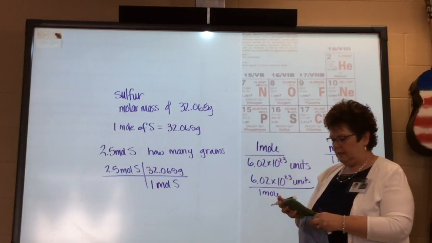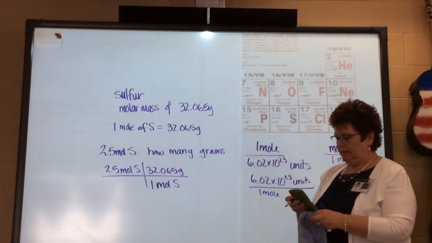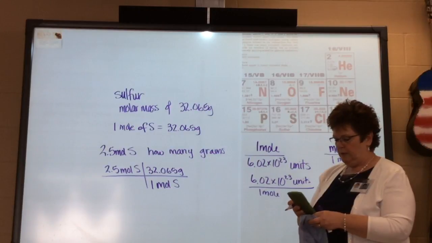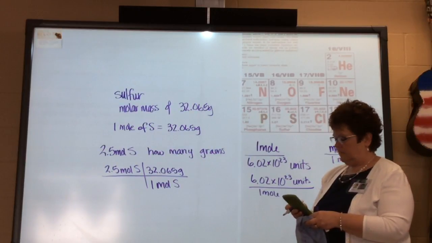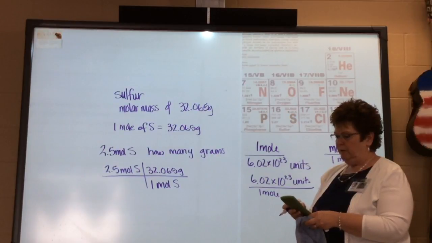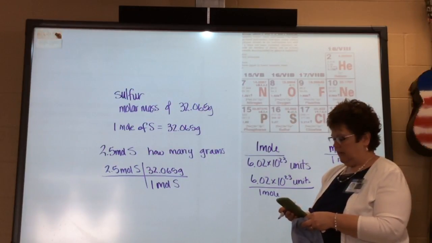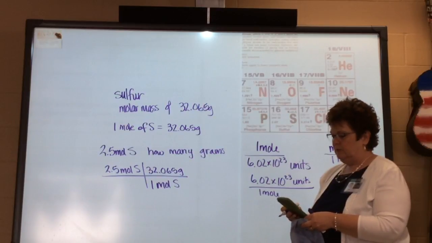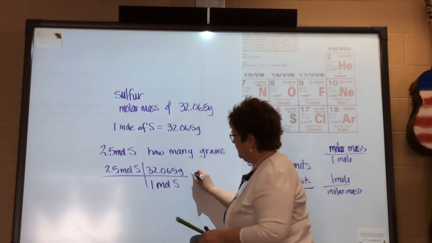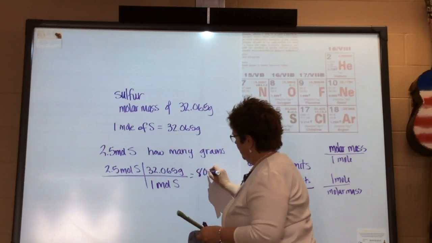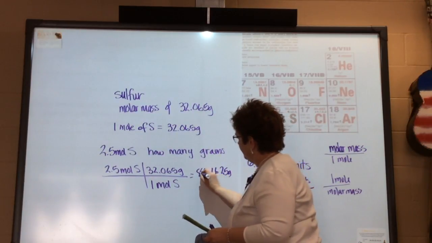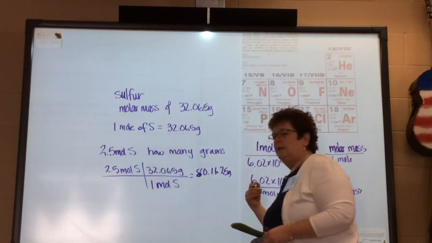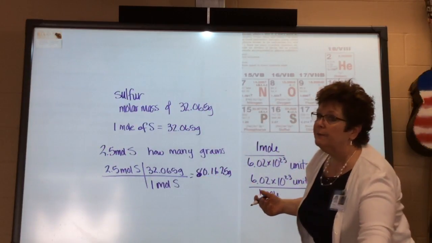So let's do that. Take some time, solve it. If you want to pause the video now, you may. 2.5, I'm typing in, times 32.065 is equal to, I'm going to get this number right here, 80.1625 grams. Again, we need to be conscientious of significant digits.